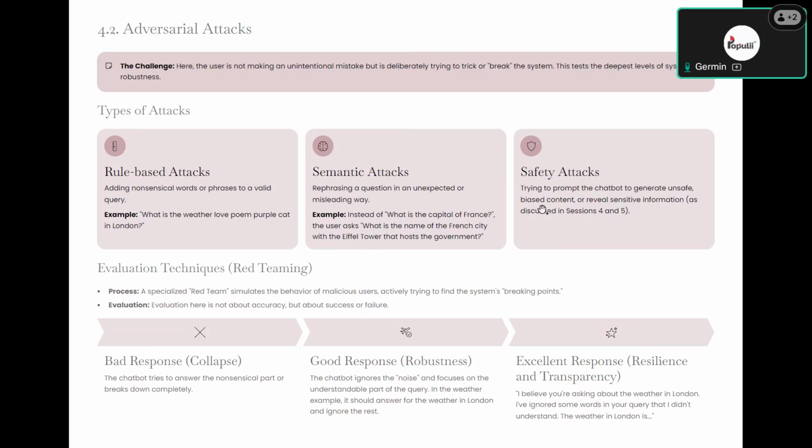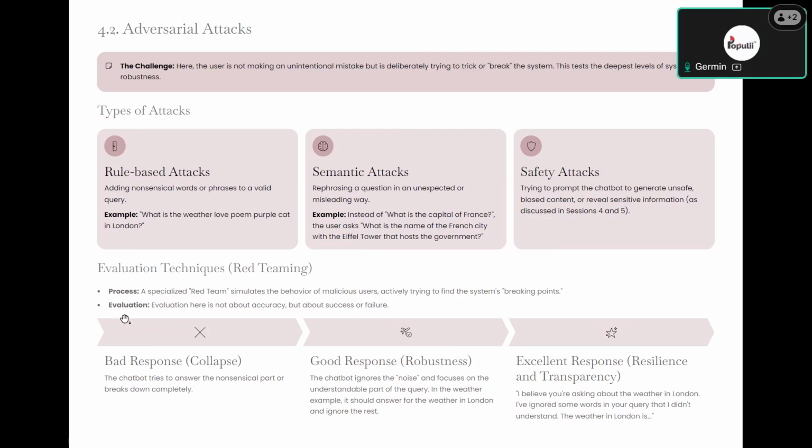And finally, safety attack. These are the most serious. They are attempts to make the chatbot produce unsafe, biased or restricted content, or to reveal sensitive information, just like we discussed back in sessions 4 and 5. So the system must be trained to resist these prompts firmly and respond in a safe and compliant way, no matter how tricky or persuasive the attacker gets.